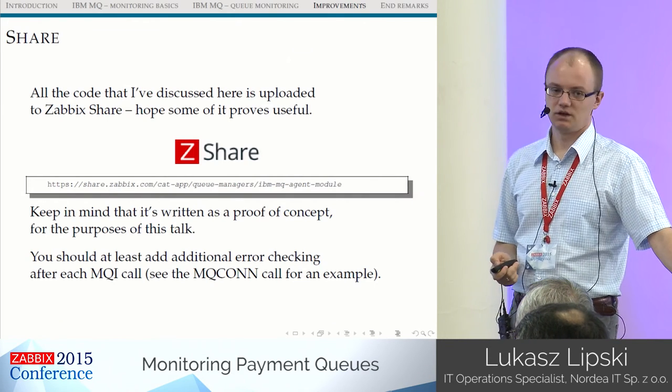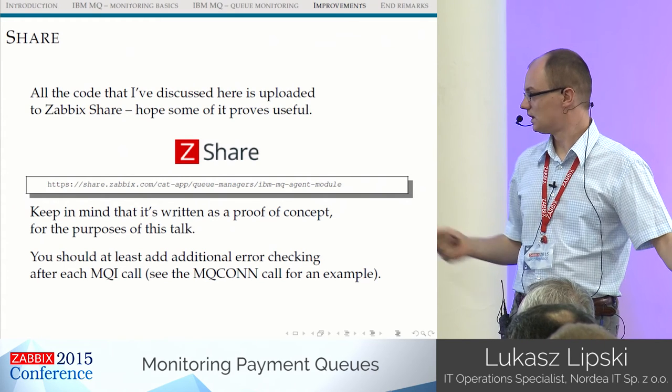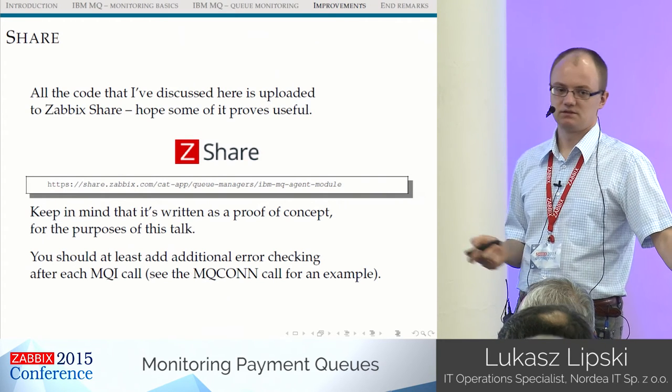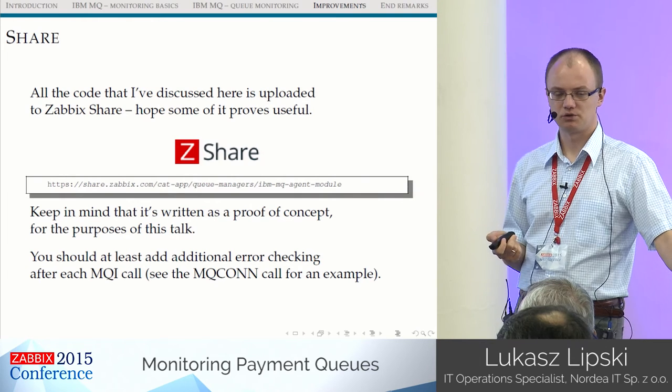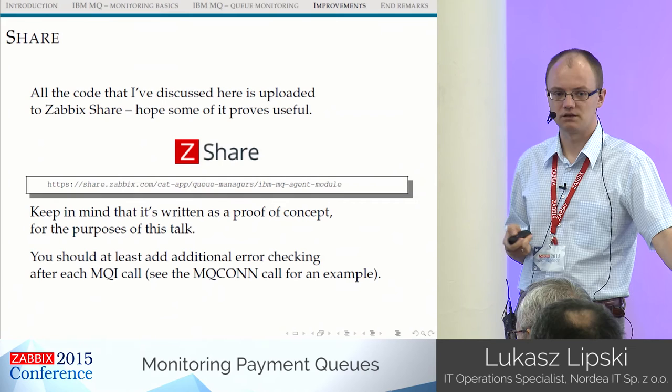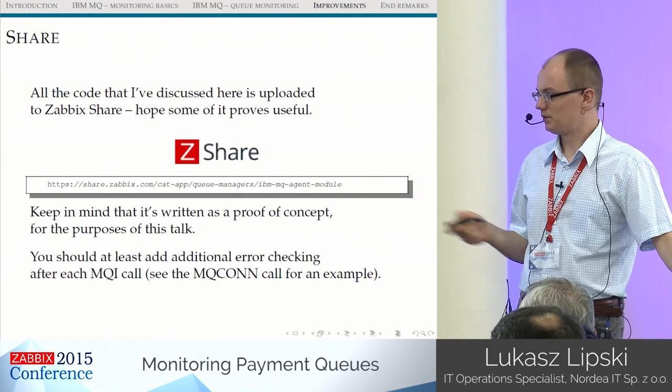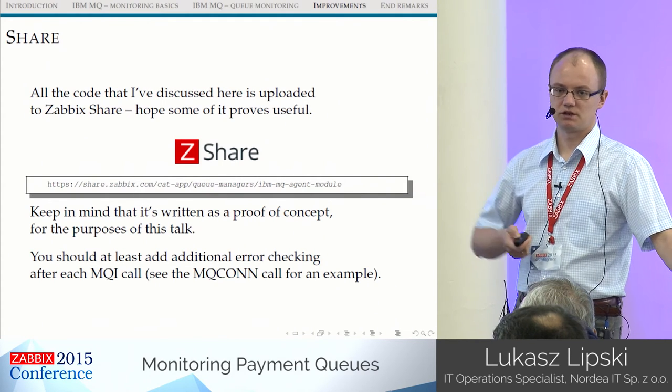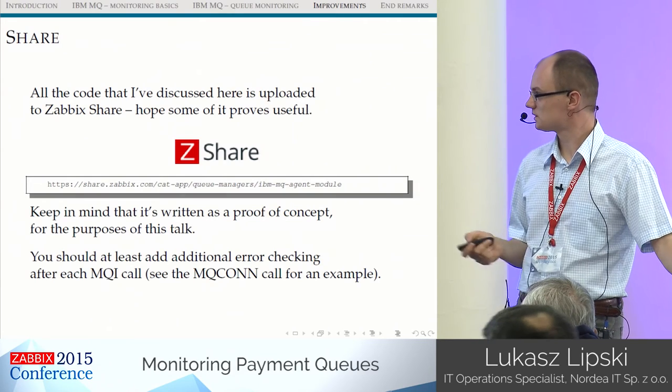It's all under Zabbix share. So you should probably add some more error checking, because I'm only checking for errors after MQ connection and after MQ execute. But it should serve as a viable starting point for your purposes.